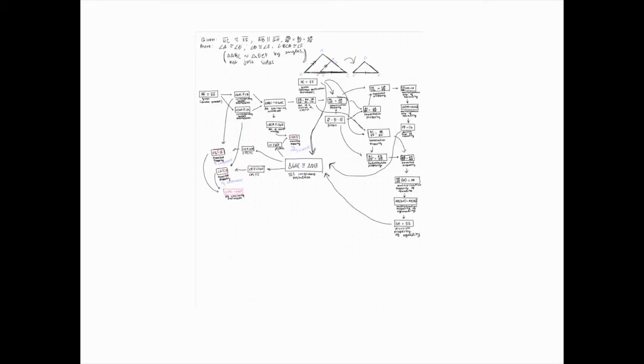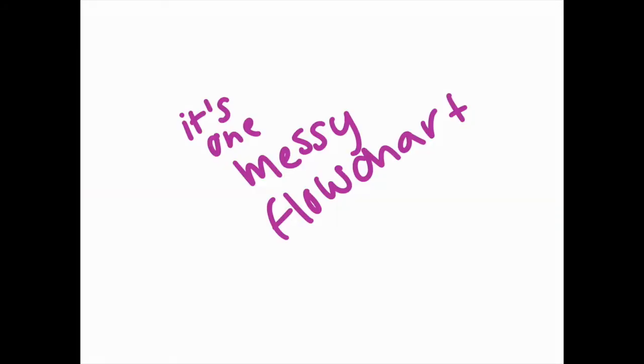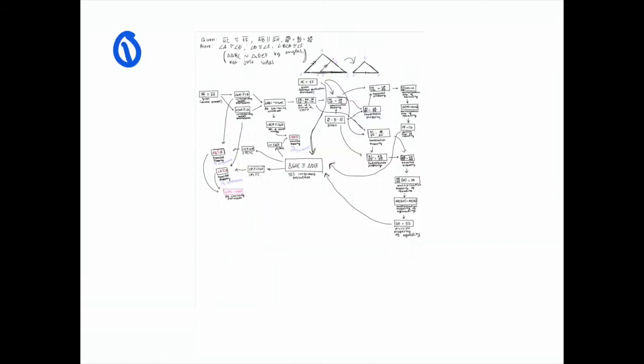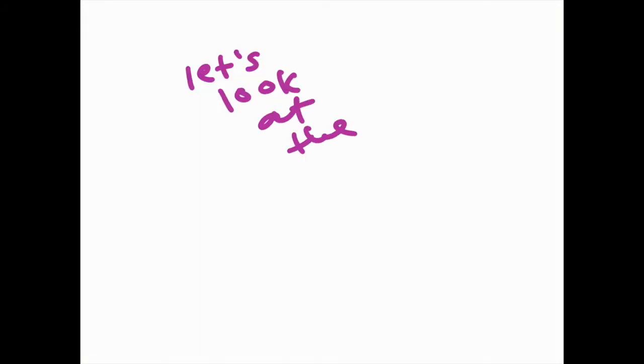Here's an overview of the entire proof. As you can see, there are lines going everywhere in this flowchart because it's a crazy proof. But we're going to hop in and go along for this ride. So to start off, let's look at the picture and what we're given and what we're trying to prove. The first thing that we're trying to look at is the given.